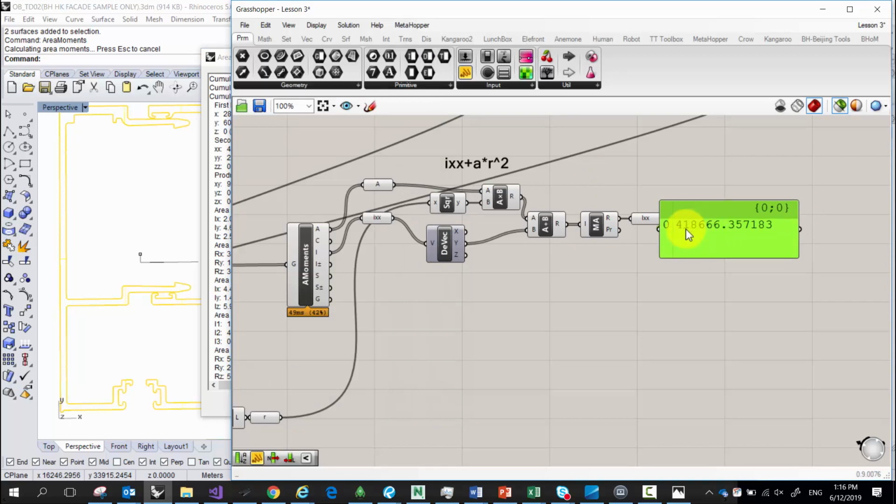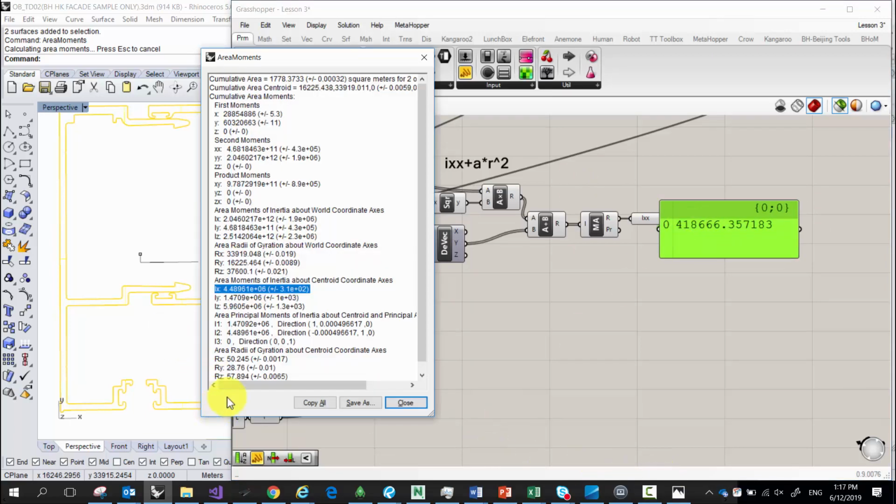This is e to the 5th. What's this one? About coordinate axes. That's not the right one. About centroid. Oh, sorry, centroid. Here you go. There's a bit of a problem here, obviously, because it says e to the 6th, and we're on e to the 5th. That's a problem right off the bat. Let's see what we did wrong.